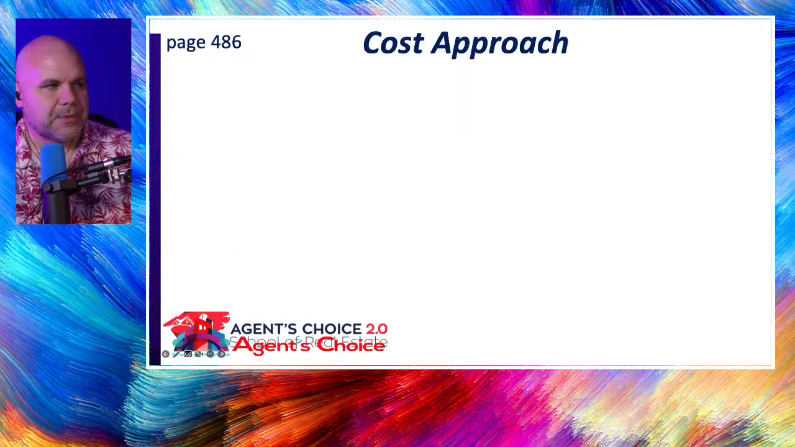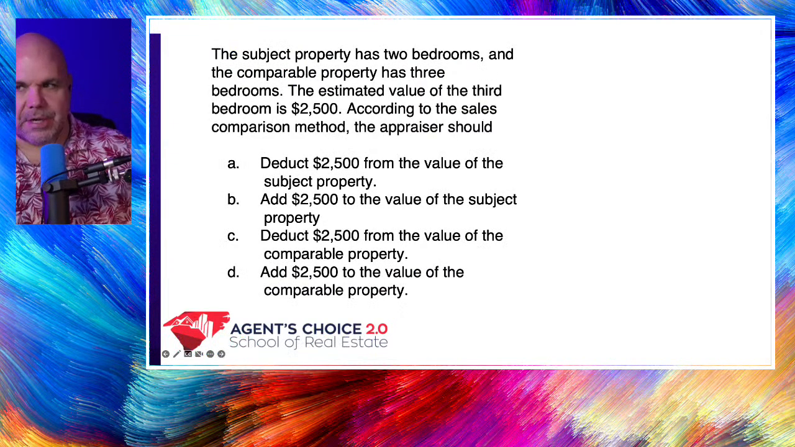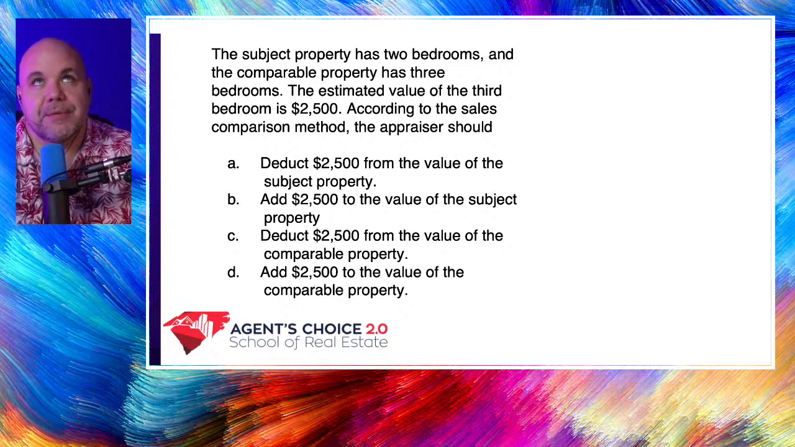Let me talk about the principles of value. The sales comparison method. Well, no, we'll just go ahead with the process here. The subject property has 2 bedrooms. Comparable property has 3 bedrooms. So comparable property is superior in terms of bedrooms. The estimated value of a bedroom is $2,500. According to the sales comparison method, the appraiser should do what? How would they make the adjustment for the bedroom difference?